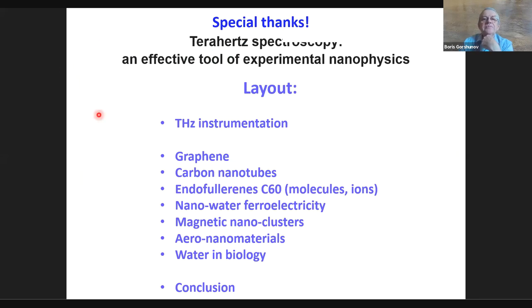Here is the layout. First, I will spend a couple of slides only about the instrumentation that allows performing terahertz spectroscopic experiments. I will finish with a short conclusion, and in between, I will give just a flash, very briefly without any details, representative results about what we got on a number of materials. This will be graphene, as you see here, carbon nanotubes, and the fullerenes, nano water with its ferroelectricity, magnetic nanoclusters, aerogel materials and water, nano-confined water in biological systems.